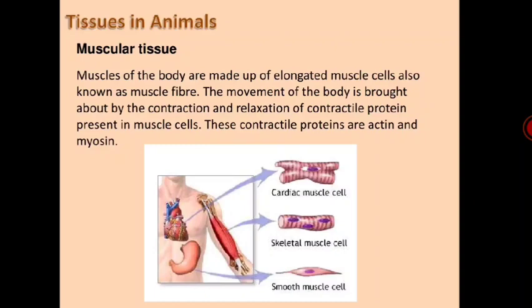The third type of animal tissue is called muscular tissue. Muscles of the body are made up of elongated muscle cells, also known as muscle fibers. The movement of the body is brought about by the contraction and relaxation of contractile proteins present in muscle cells. These contractile proteins are actin and myosin.